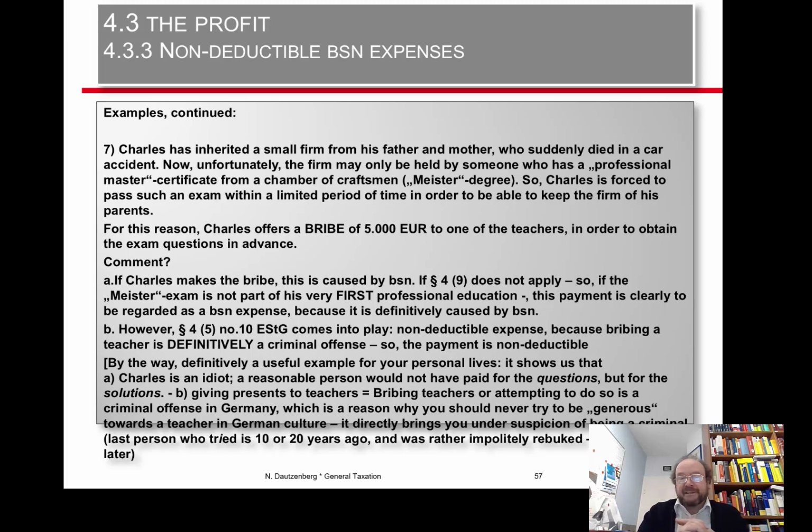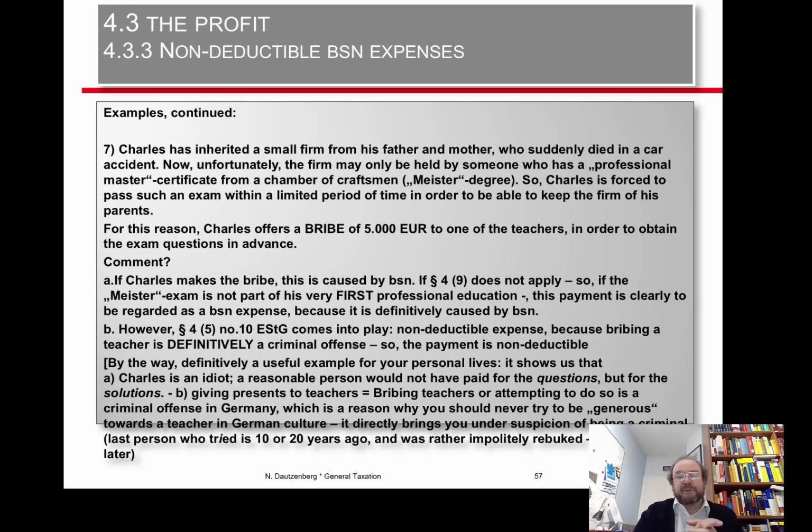Now Charles is rather a practical fellow and tries to avoid learning and instead offers a bribe of 5,000 euro to one of the teachers in order to obtain the exam questions in advance. What can we think about that? First, Charles makes a bribe. This is called bribe business because he wants to make the bribe in order to be able to keep the business, definitively.